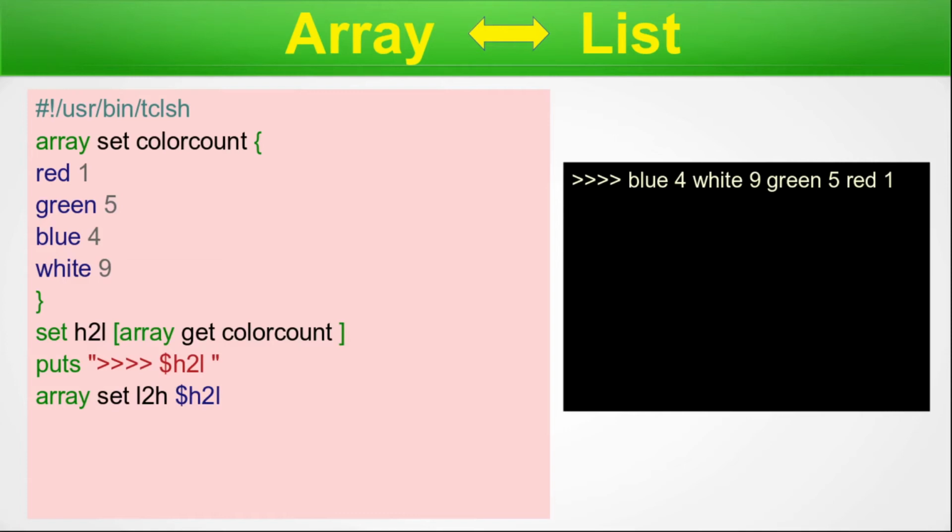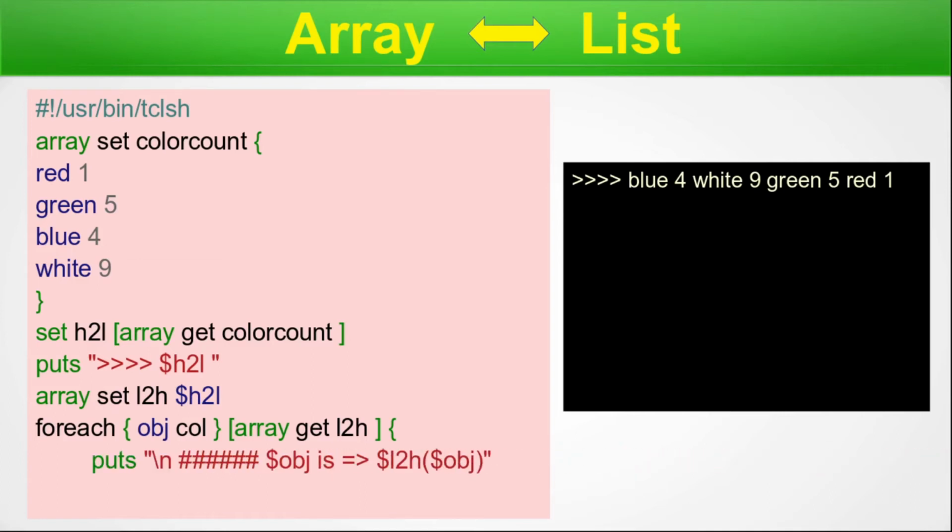So we are using the array set command, and then we are using foreach, because now we will not print directly; we have to see whether the key-value pairs are coming correctly. As previously, we are using the two variables, object and color, and we are using the array get command on L2H, and we are iterating over them and echoing them like this.